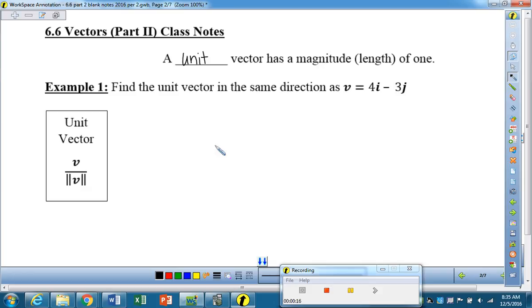So we're going to fill in. A unit vector has a magnitude of 1. Remember, magnitude is another term for length. If you think about the unit circle, it has a radius of 1. So a unit vector is a length of 1.